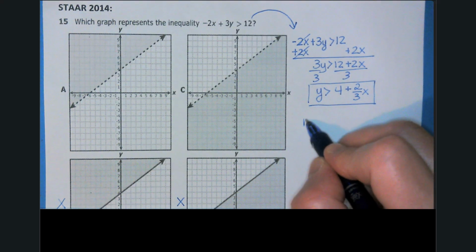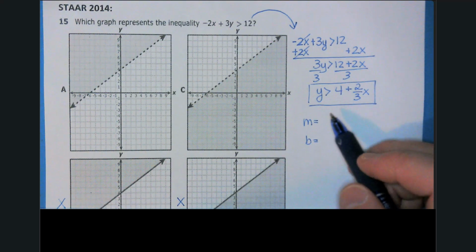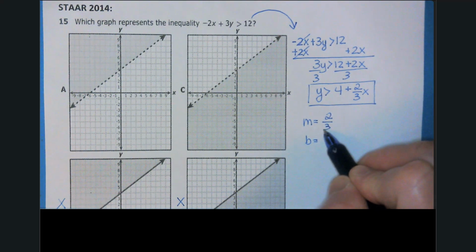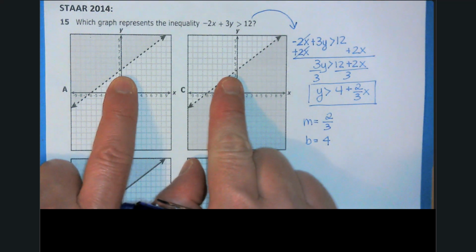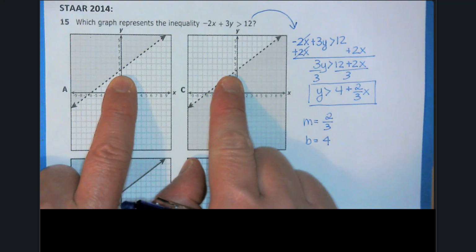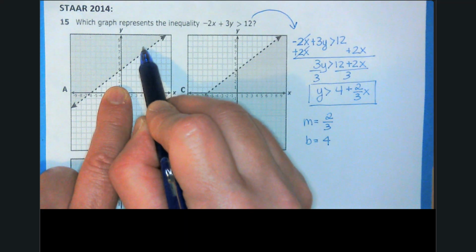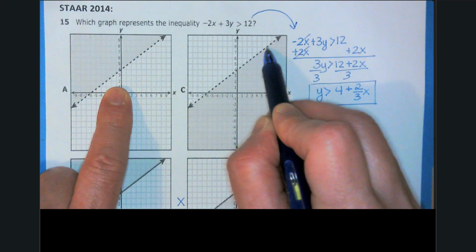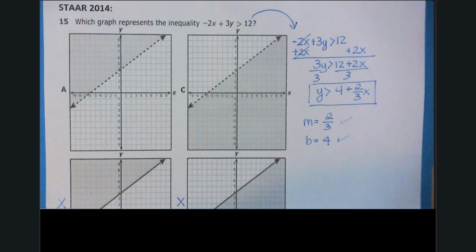Because the y is alone, I can identify my slope and my y-intercept. My slope is 2 over 3, because this is the number with x, and my b is 4. So as you can see in both graphs, they both start at 4, and they both go up 2 over 3, up 2 over 3. So both the y-intercept and the slope match.